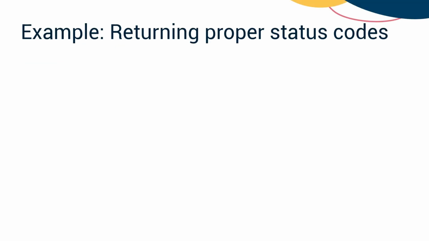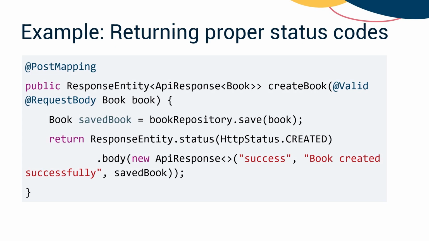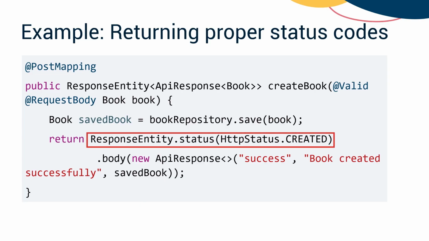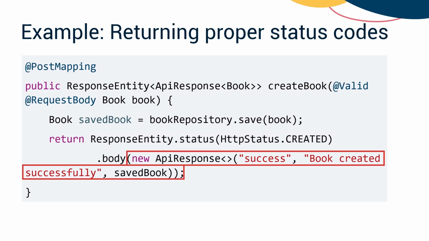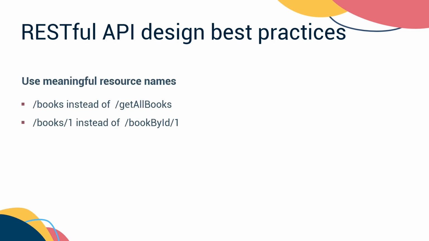This example shows how to return a 201 Created status when adding a new book. The ResponseEntity.status(HttpStatus.CREATED) method sets the status code, and the ApiResponse object structures the response.